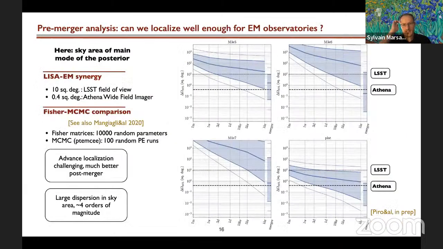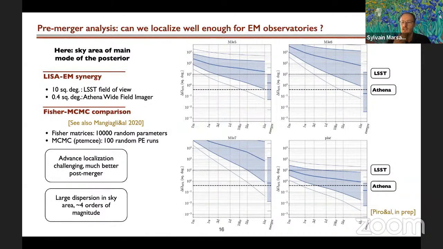If you look at the sky localization as a function of time, you get this kind of result, and you can see it's quite challenging. We actually did that with both Fisher and MCMC analysis on a reduced set. There is again larger dispersion, so the best sources and the worst sources are very far apart. You can see that even reaching down to 1 hour before merger, it's challenging to go below the Athena field of view, except maybe for the platinum source, which I remind you is set at redshift 0.3. That's the maximally best source that we allowed ourselves to study. And you can see there is a big jump in all those plots between the localization that you achieve a few hours before merger and the one that you achieve post-merger.